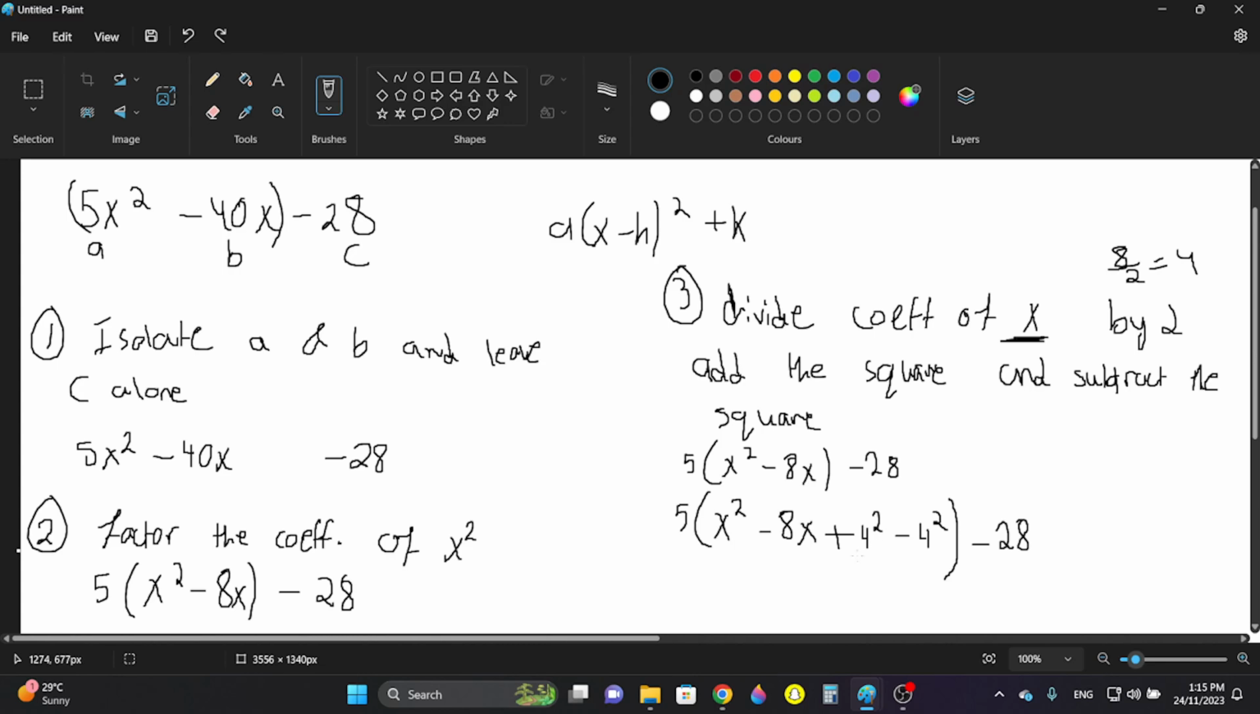That's why you have to always make sure that you have plus 4 squared minus 4 squared, or whatever number you're dealing with. Might be 3 squared, might be 6 squared, might be 7 squared, whatever it is. Make sure you have plus the square and then subtract the square directly after.